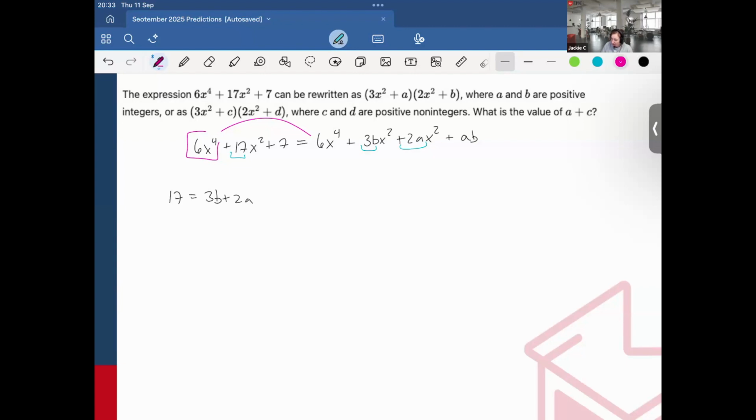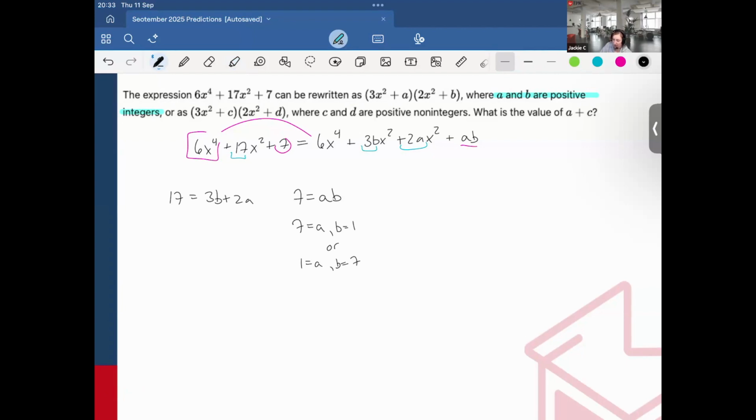And I also know that 7 is equal to ab. And it says that a times b are positive integers. So the only positive integers that are possible to multiply and get 7 would be that either 7 is equal to a and b is equal to 1, or it's possible that 1 is equal to a and b equals 7.